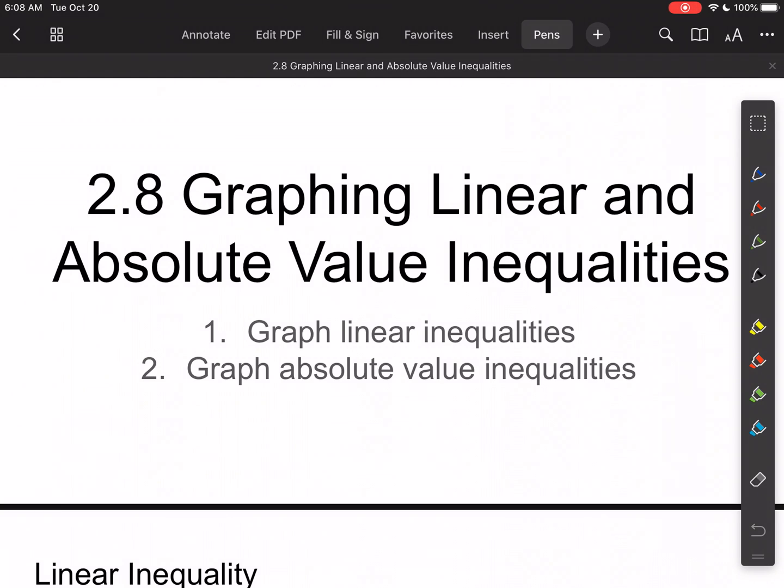For 2.8, graphing linear and absolute value inequalities, we're going to do two things. Believe it or not, we're going to graph linear inequalities, and we're going to graph absolute value inequalities. Those are the two objectives for the day. 2.8, let's get into it.